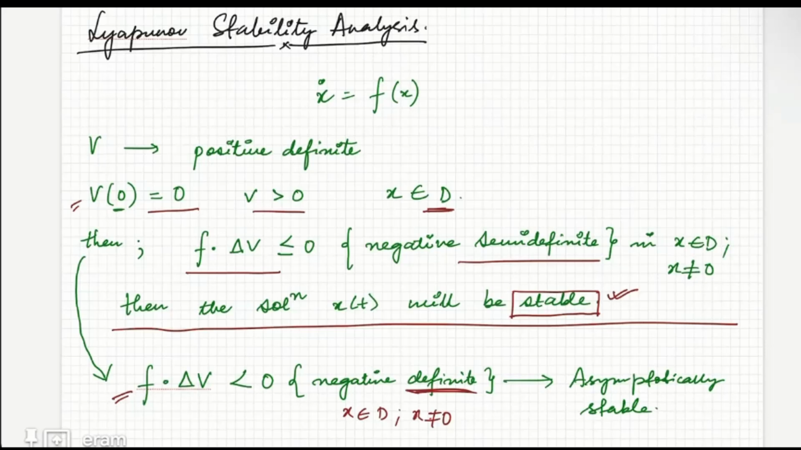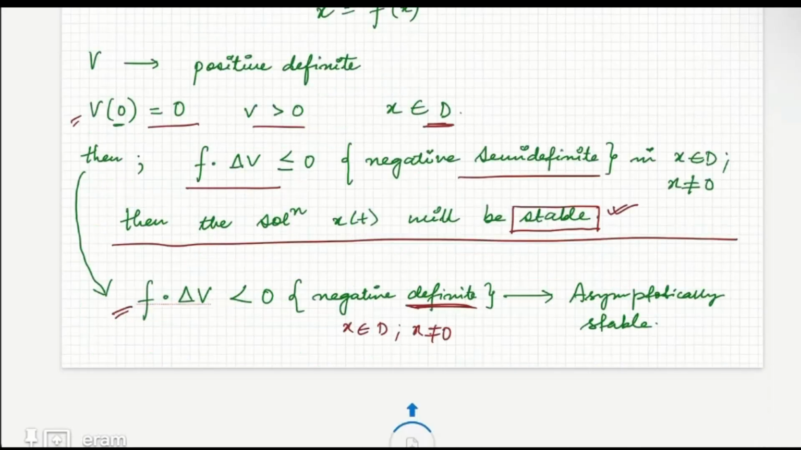So when the derivative of V with respect to time is negative definite in the domain D, then all the solutions starting in the domain D will converge asymptotically to the equilibrium point, which is considered 0 in this case. Okay, so I think these are all the topics that have been covered in the last week. Now let's take up questions based on these.